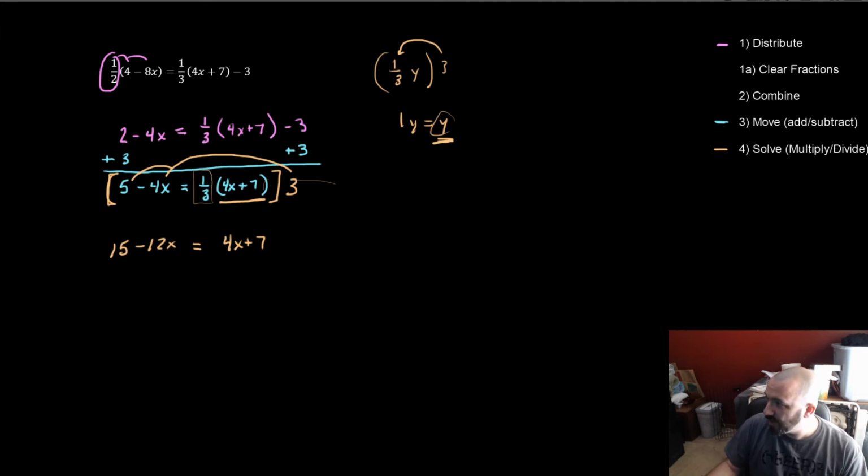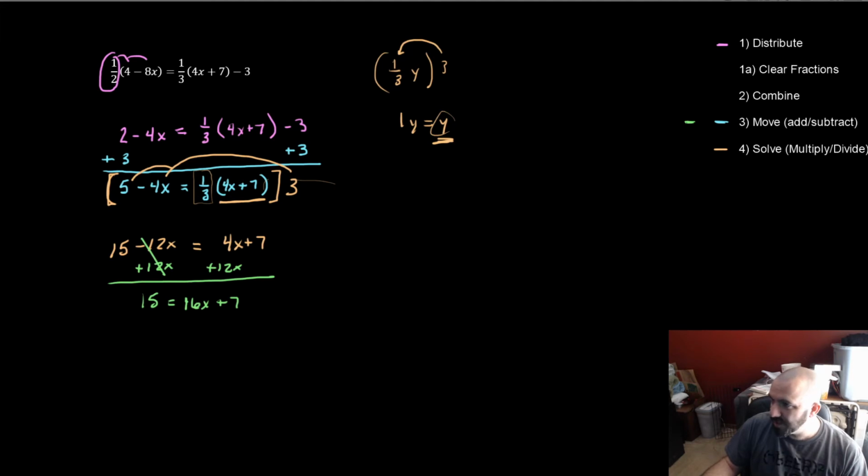Now I'm going to move stuff around again. So I'm going to be doing this step 3 but in green. I'm going to move my 12x first, just like I did before, for the same reasons. That's going to eliminate, leaving me with 15 is equal to 16x plus 7.